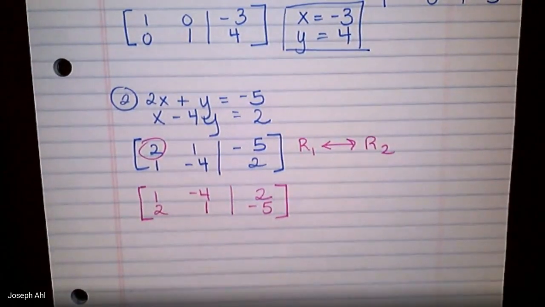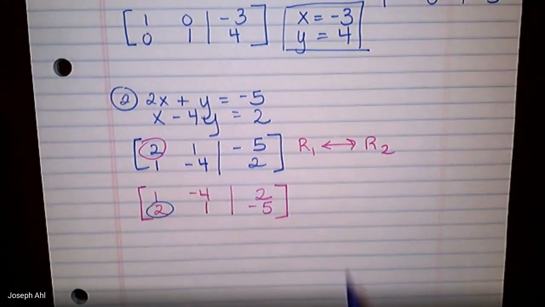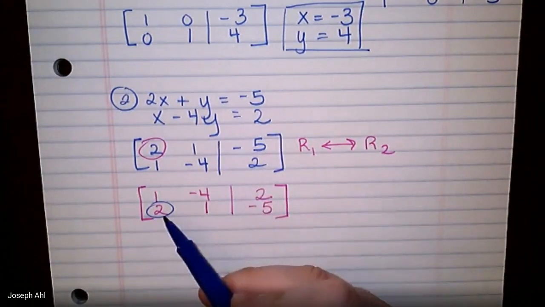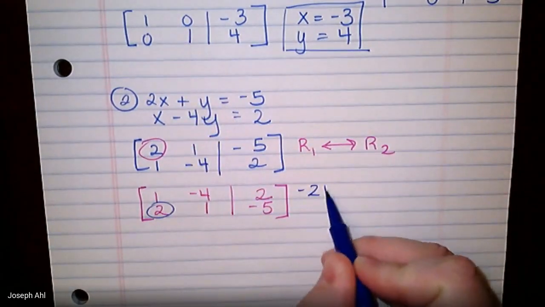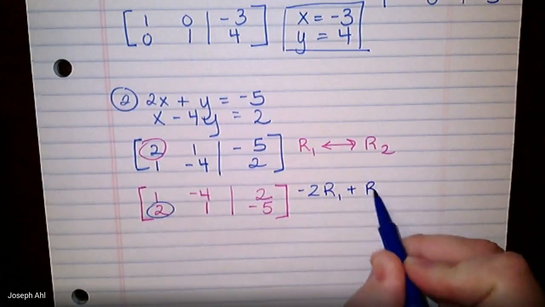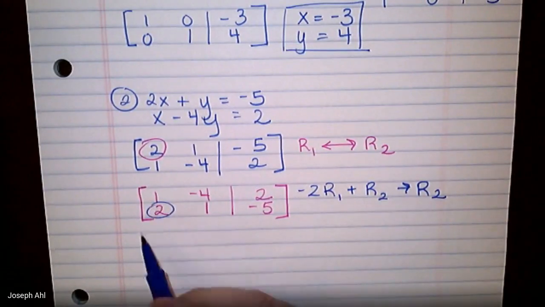Okay. Now from here, I want this number underneath it, the 2, to be a 0. So very similar to what we did up here. By the way, this number is not always a 2. I feel like it's been a 2 for the last couple of operations we've done. We're going to do negative 2 times R1 plus R2. And all that's going to be put into row 2.